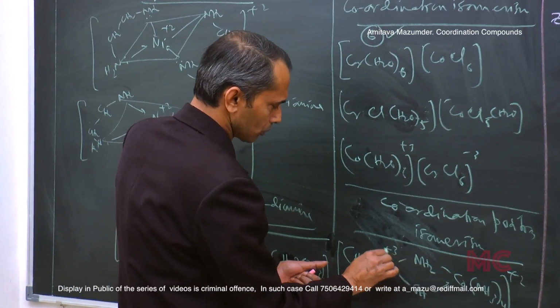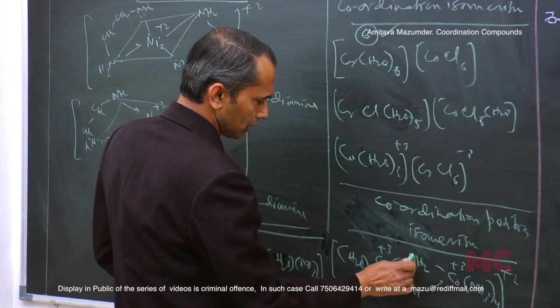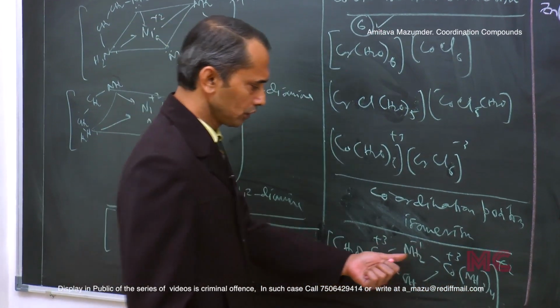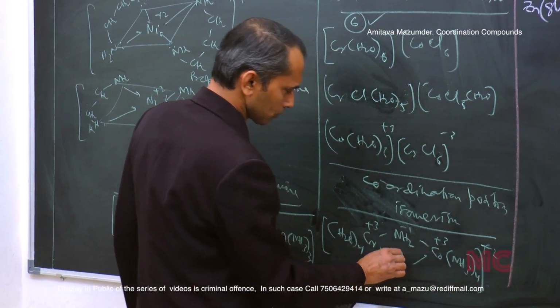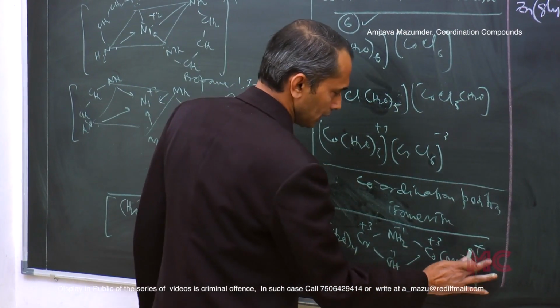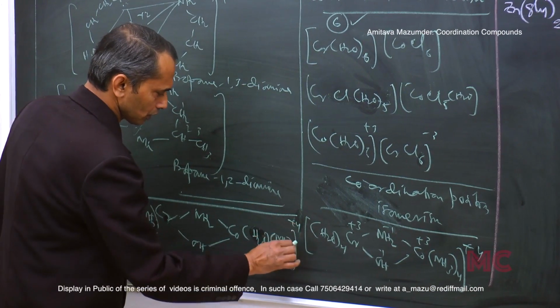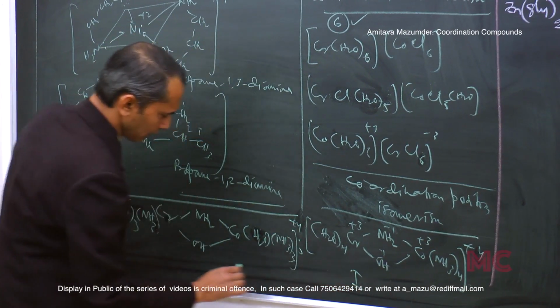Chromium is plus 3 over here, and cobalt is plus 3. So NH2 is minus 1. All this is 3 to 6 minus 1, it is plus, and also which is minus 1, so it is plus 4 basically, and over here it is also plus 4. So just look at the question, example 1 and example 2.